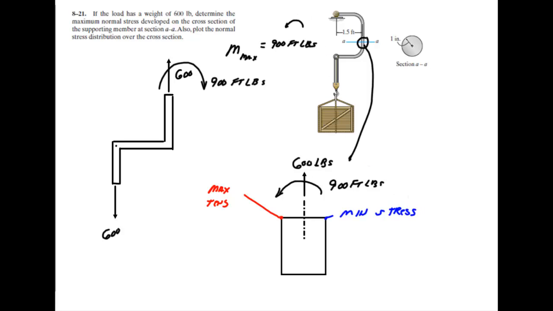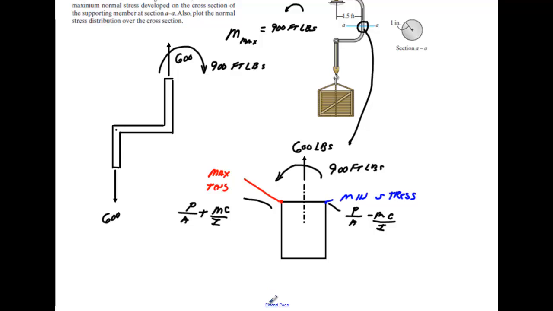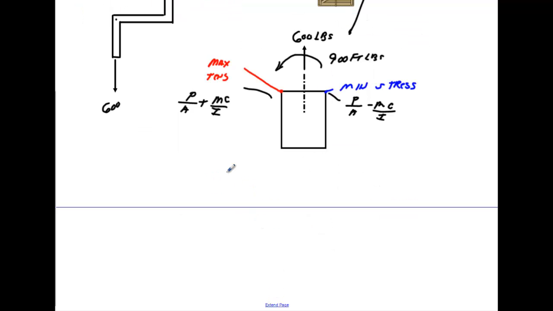Okay, so what's taking place? And we document this. This part right here would have P over A plus MC over I. This part here would have P over A minus MC over I. Alright, so let's go ahead and calculate what some of these stresses are going to be.